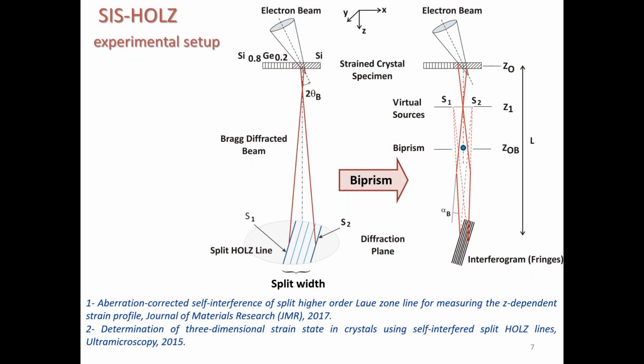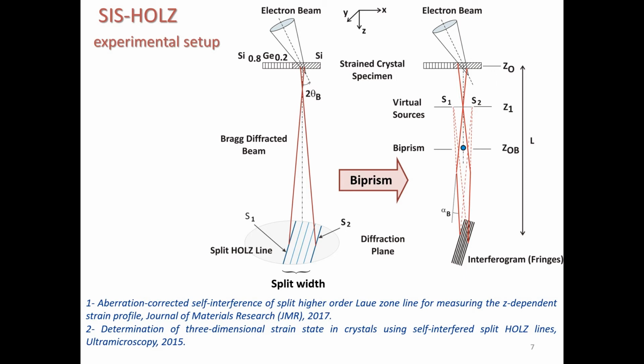I presented the experimental details of this work in some of my publications, which actually are integrated in this slide. But as a short summary, in SIS-HOLZ technique, consider specimens such as silicon-silicon germanium superlattices. In the silicon region close to its interface with silicon germanium, which is highly strained, we apply the CBED technique and we get the split-HOLZ line. This is shown on the left figure.